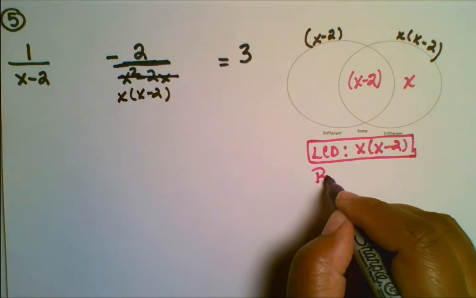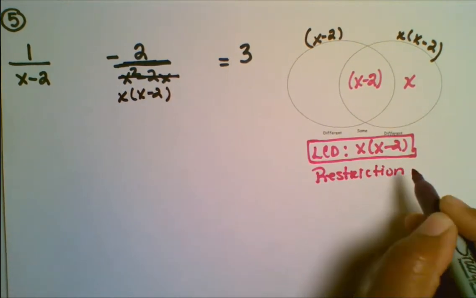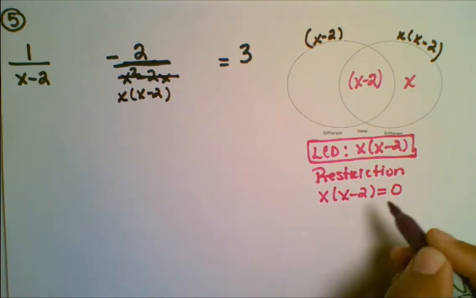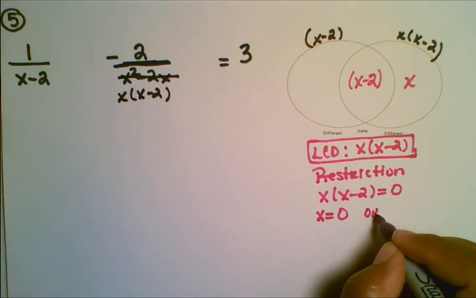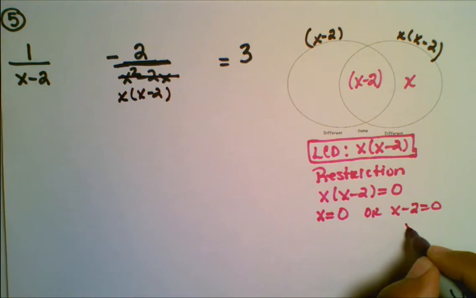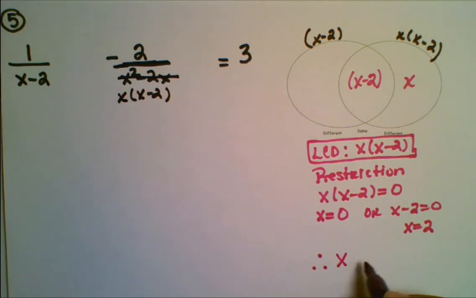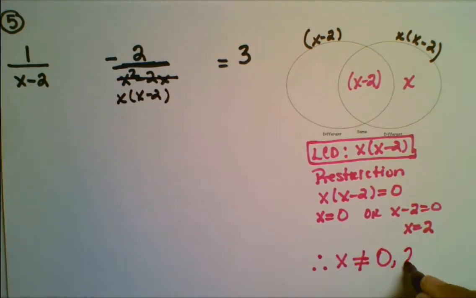We want to state the restriction by setting the LCD equal to 0. So we set x equal to 0, and we set x minus 2 equal to 0 and solve, where x is going to be positive 2. Therefore, x cannot be 0, nor can it be positive 2.